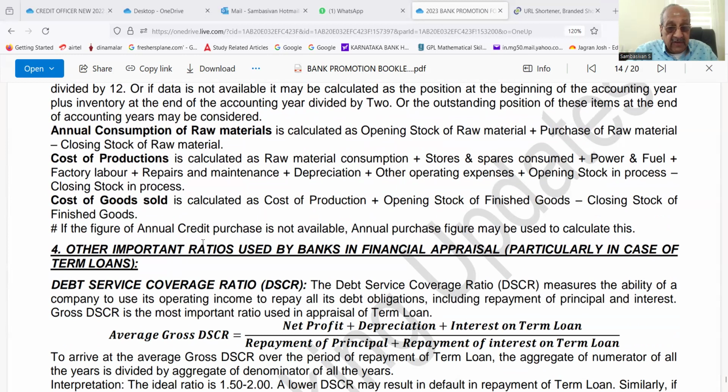If the figure of annual credit purchase is not available, the annual purchase figure may be used to calculate this.